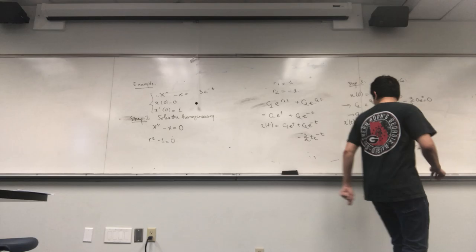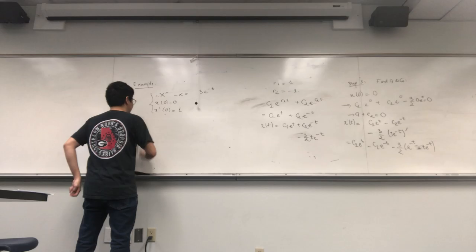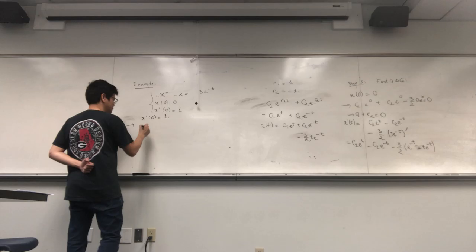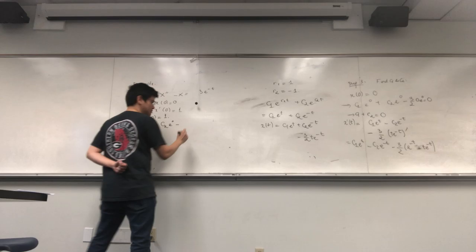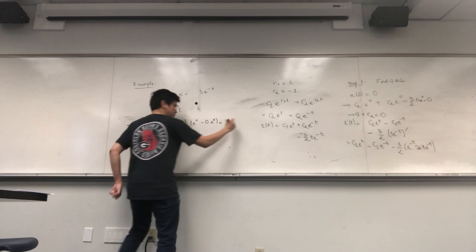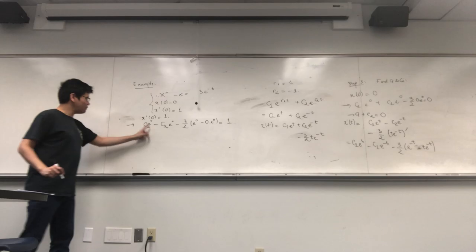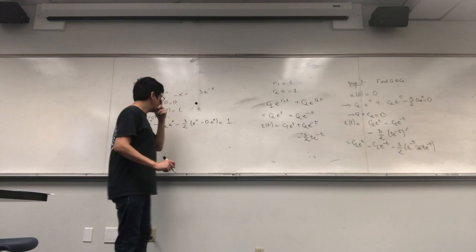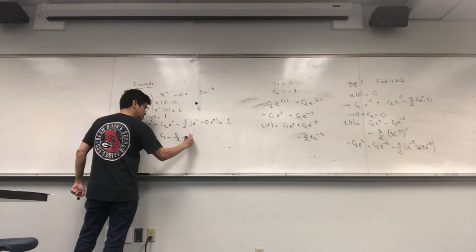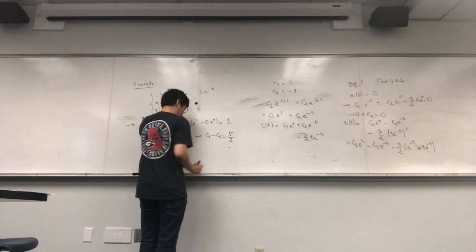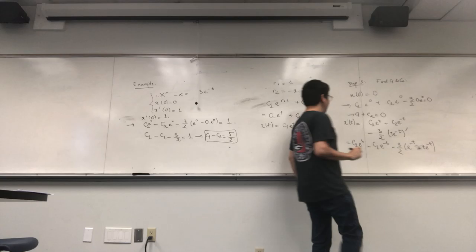So you have x prime(0) is 1, which means that you have C1 e to the 0 minus C2 e to the 0 minus 3 over 2 e to the 0 plus 0 times e to the 0. e to the 0 is 1, right? You replace t equals 0 into all of those expressions. So this is C1 minus C2 minus 3 over 2, and this is equal to 1, which means that C1 minus C2 is 5 over 2, right? Now you have to find C1 and C2, so you combine this one and this one, all right?